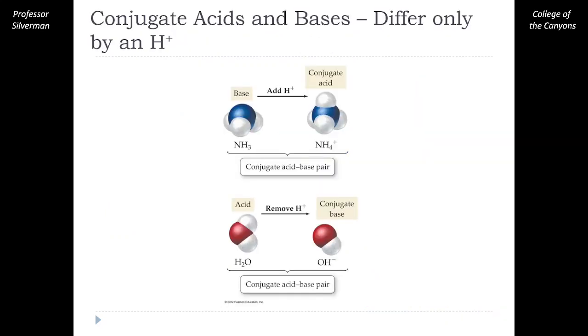Here is another way to picture this. Now we are looking at the actual molecules. NH3 turns into NH4+. Oh, they're only different by adding that H+, or subtracting an H+ if you're going the other way. Meanwhile, water and hydroxide are also a nice conjugate pair because they're only different by adding or subtracting H+.